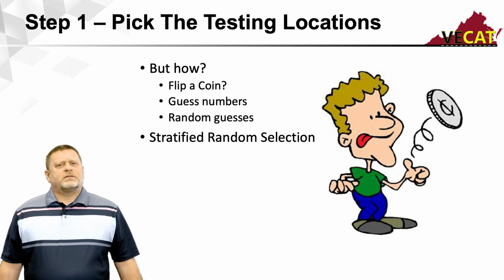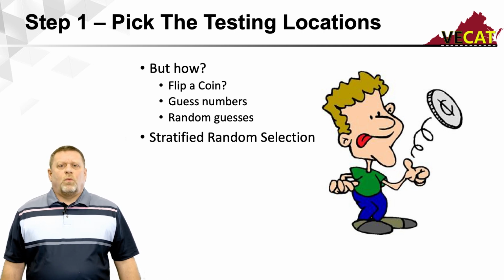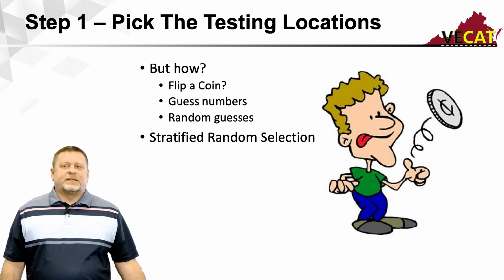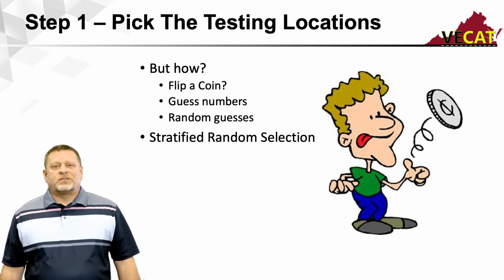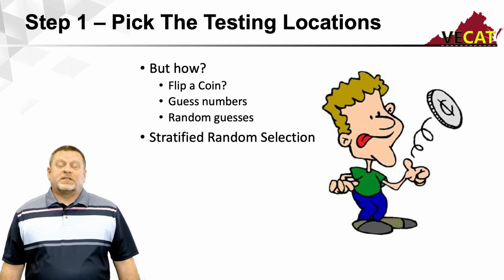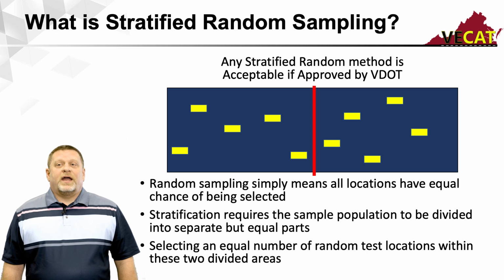But how do we pick the test locations? We know we have to take 10 readings, 10 test locations. How do we pick them? Do we flip a coin? No, heads or tails isn't going to give us a good location. Do we just guess numbers? No, we really can't just roll the dice and guess numbers. What we want to do is what's called a stratified random selection. Because in a true randomization of a process, we have a 300-foot section of pavement here we're going to test.